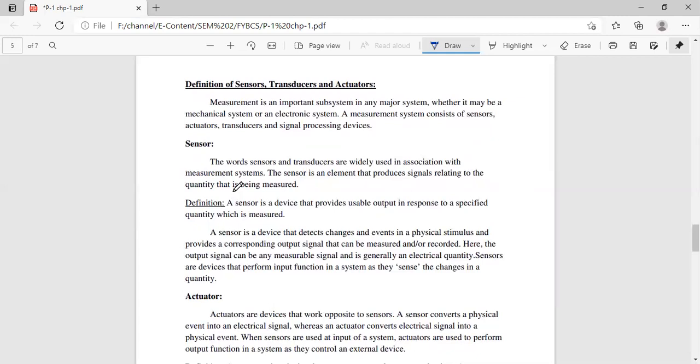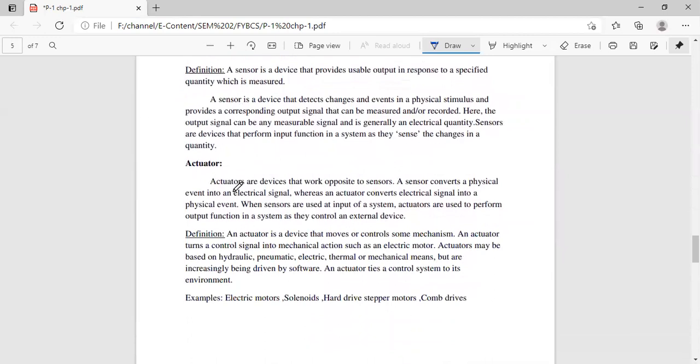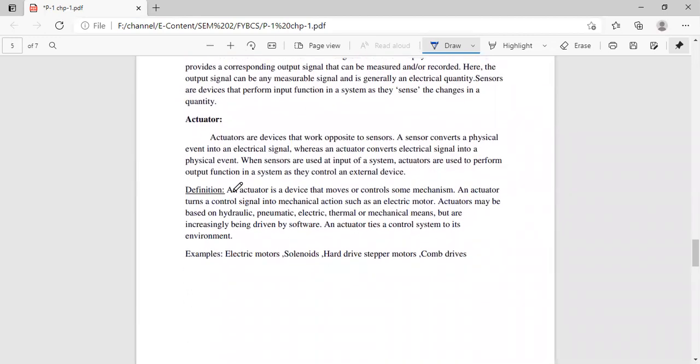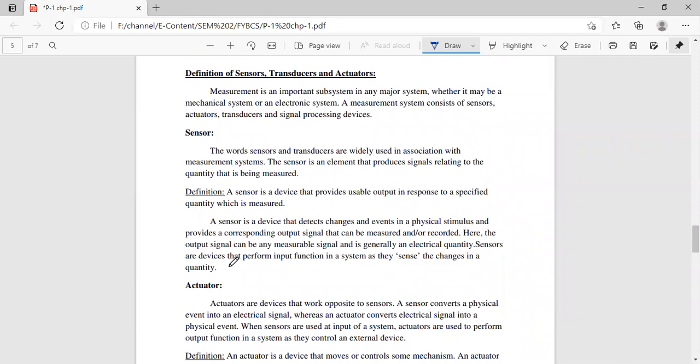Sensors are devices that perform the input function in a system as they sense the changes in the quantity. Now the sensor is doing what? It is going to sense the changes which are happening in the quantity. So this is what it is about sensors. Examples of sensors are LM35. LM35 is what? It is a sensor which measures temperature. After that, LDR. What is LDR? It is a light dependent resistor and it is a sensor which senses light. So these are the examples of sensors.